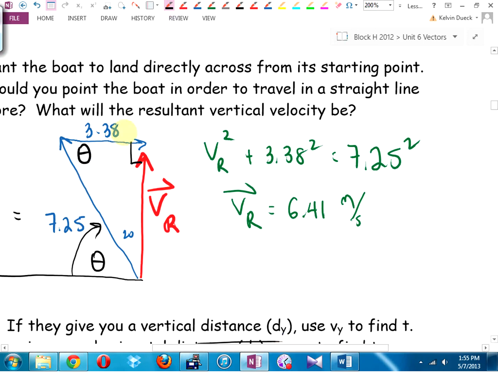Let's see here. Adjacent. What's that, 7.25? Opposite or hypotenuse? Hypotenuse. Up until now, every time I've asked you to find an angle, it's been tangent. Which trig function am I going to use this time to find an angle? Not tangent. Cos.